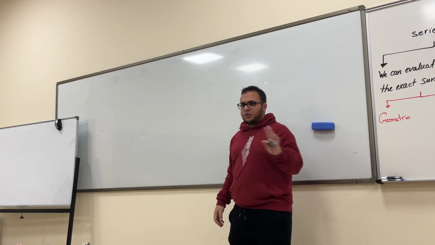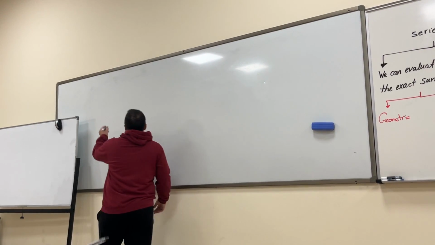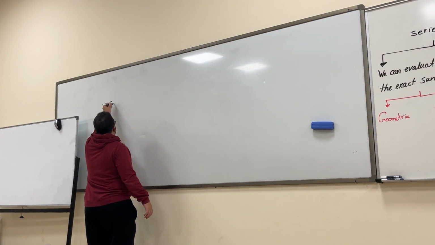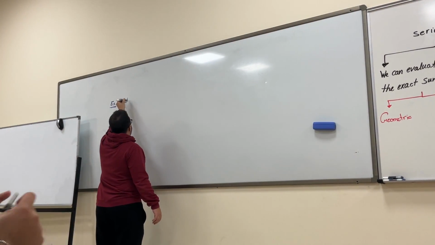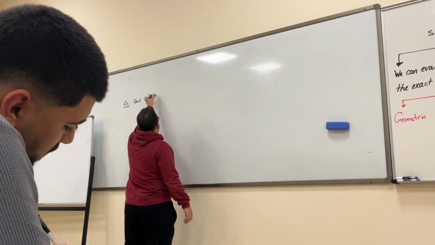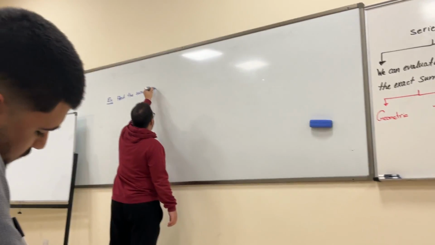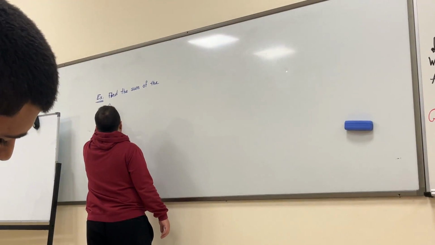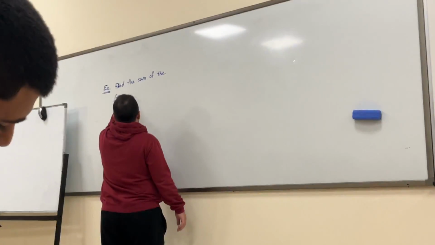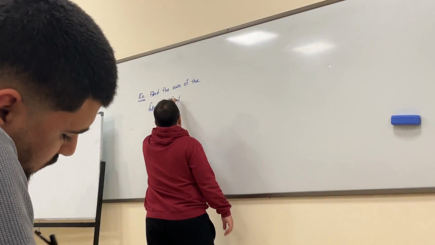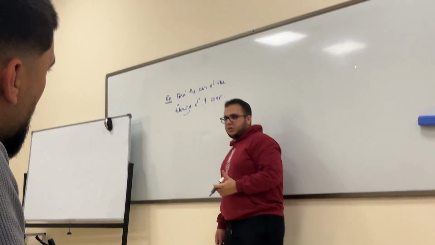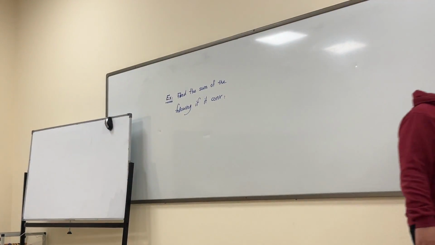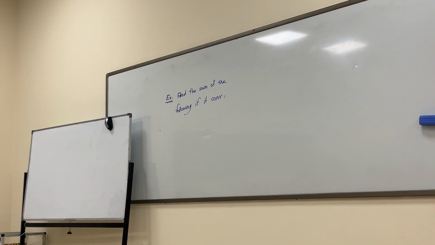So, example: find the sum of the following if it exists. Following if it converges. Yeah? You can apply this formula only if it converges, because if it diverges, what's the sum? Infinity. Okay, again, so what do we do here? Let's take this.